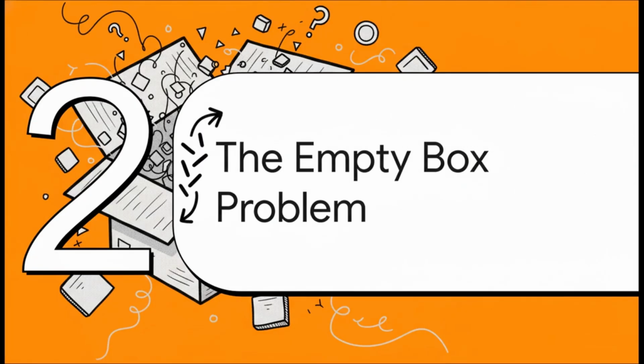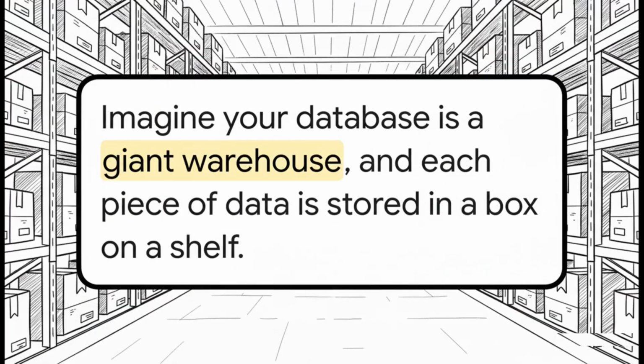So that fundamental difference leads to what I like to call the empty box problem. It sounds kind of harmless, but it's a really subtle, sneaky issue with data integrity that can lead to some seriously confusing bugs and super messy queries later on. To really get this, let's just forget about code for a second. Let's use an analogy. Imagine your database is a massive warehouse, and every piece of data you have is stored in a box on a shelf.